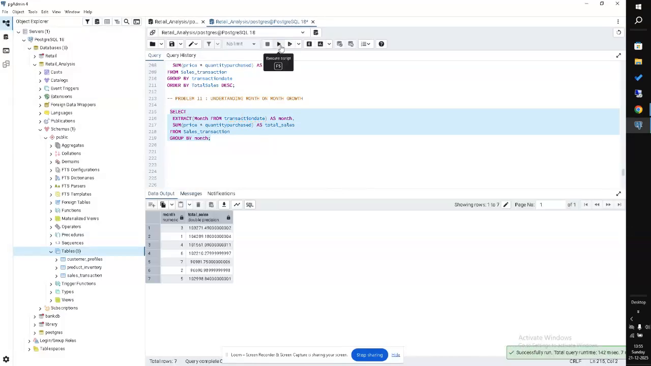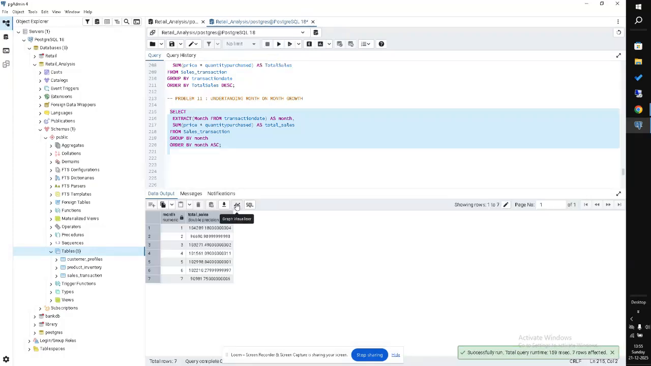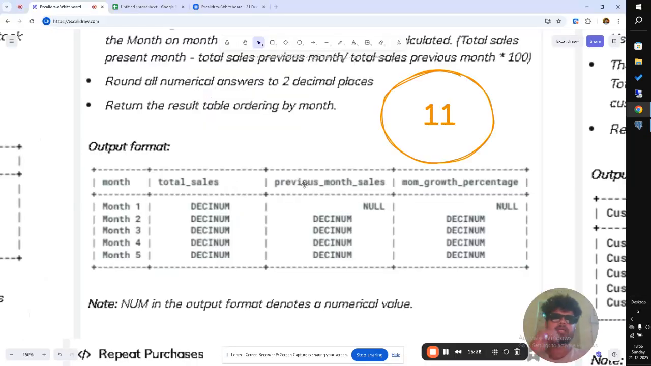Let's see. Order by month, ascending order, to see this. For the first month revenue, second month total sale. Now they are asking for previous month sales here.